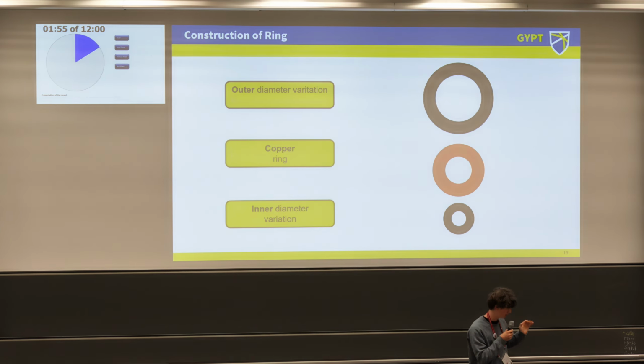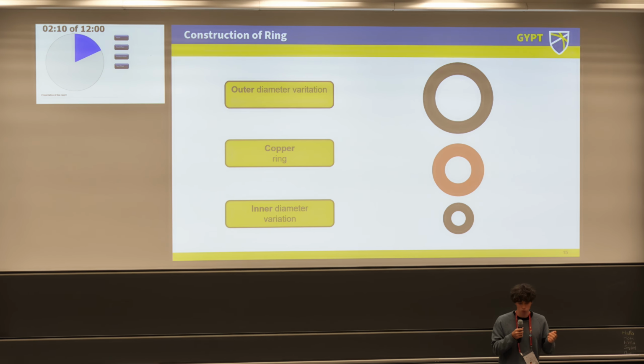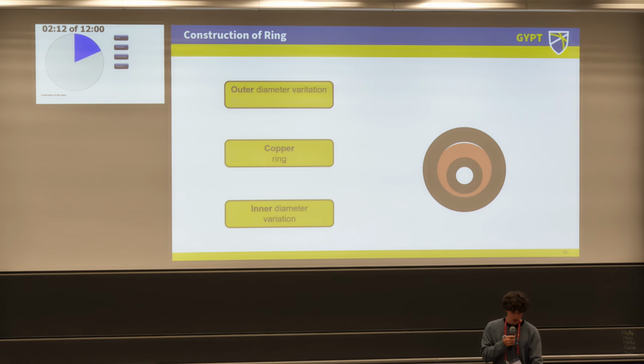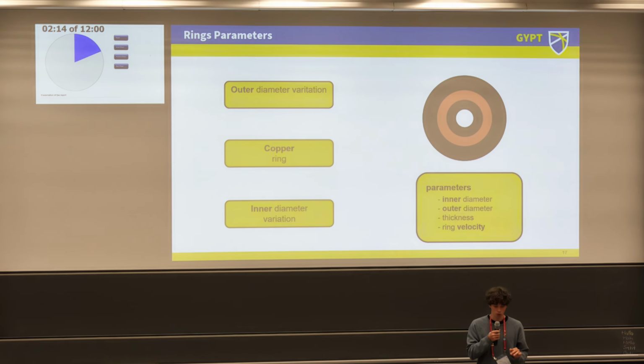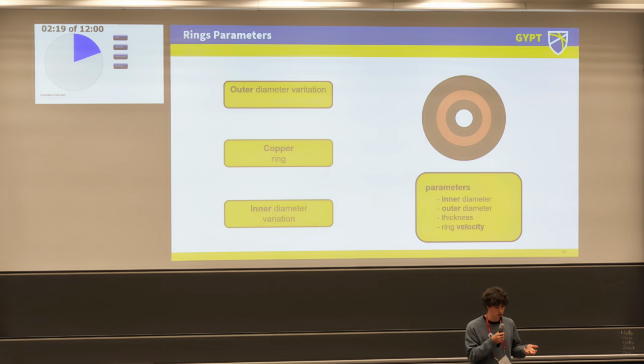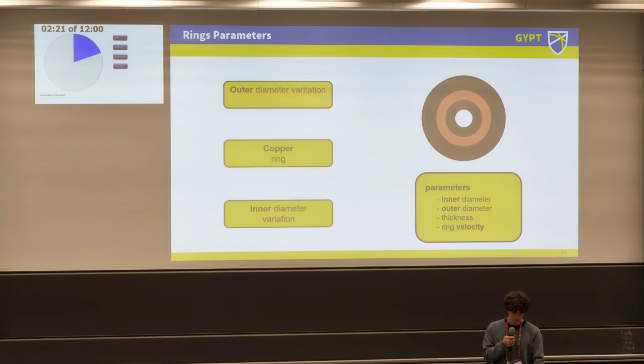As for the wing itself, it is made out of 3 different parts. 2 being 3D printed parts for the outer diameter variation and also the inner diameter variation, as well as a copper ring in the middle. The copper ring is there to ensure that the ring still has metal properties. With this we can state that the parameters of the ring are its inner diameter, its outer diameter, the thickness and its ring radius, which we can all vary independently.